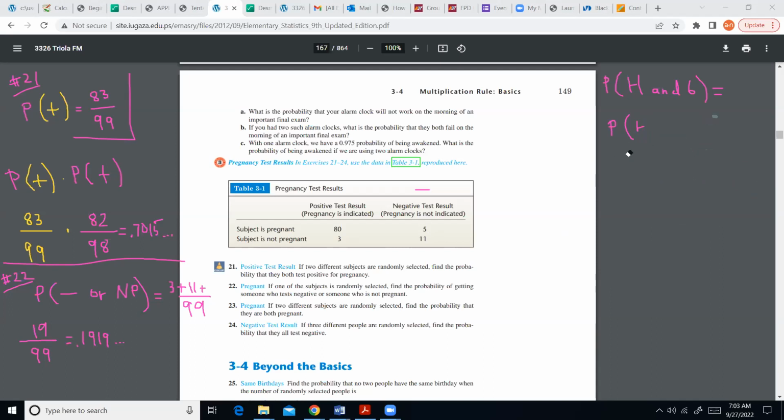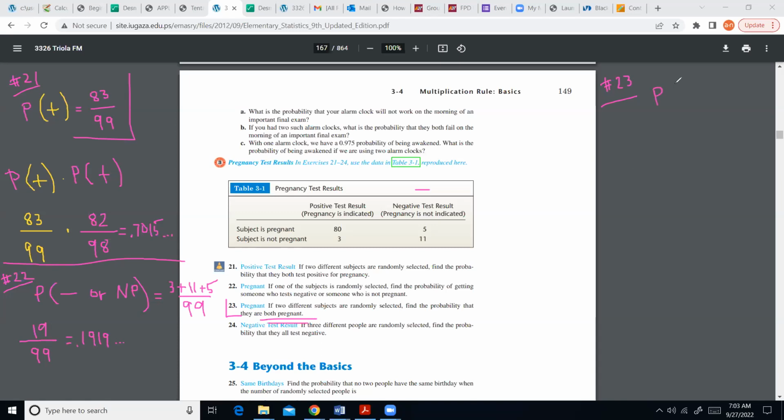Let's do 23. I like this group of exercises. It's nicely related to the table, and all the sample is laid out in front of us. So why don't I do number 23? So in exercise 23, again, they select 2 different subjects. So we're gonna do and, we're gonna do times again. So what's the probability they're both pregnant?